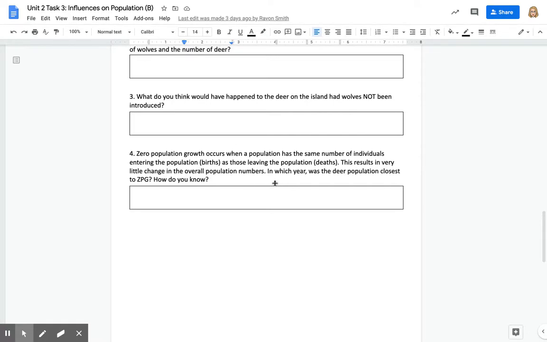When births equal deaths, hint, if your population growth is births minus deaths, if those two numbers are the same, you're looking at zero population growth. So in our results, what you're going to do is look at which year the population change was closest to zero population growth and talk about that.